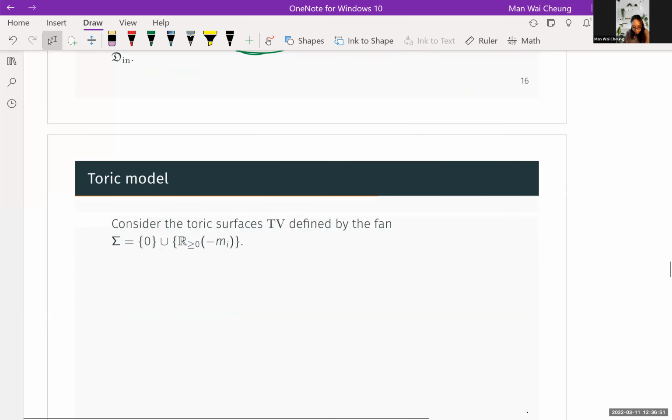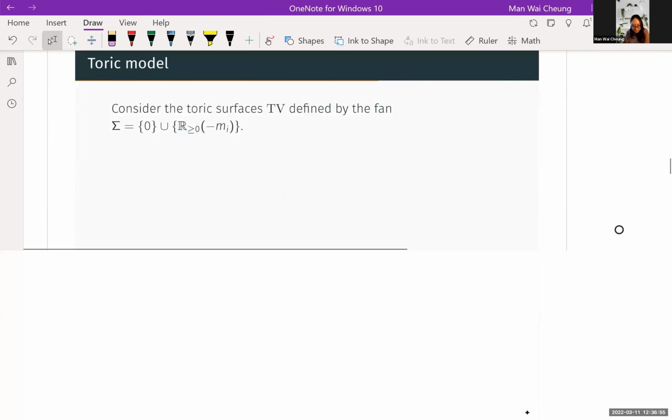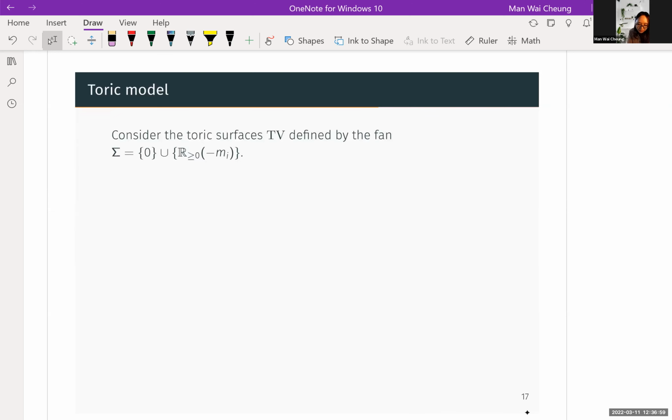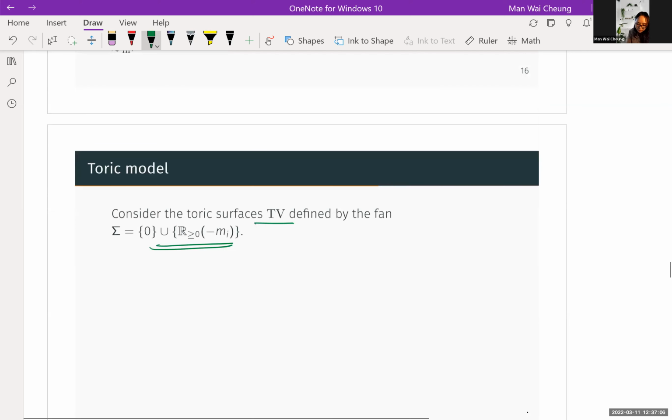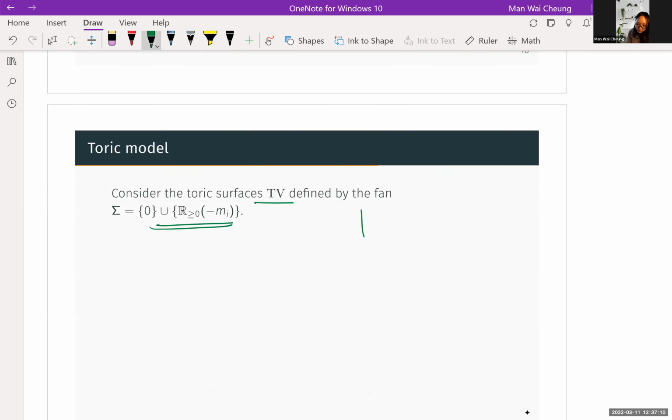So the geometry behind it is: what space are we counting the curves in, right? We look at the toric surface defined from this fan, where we have a collection of all those vectors, and then we look at the fan defined from all those primitive vectors, and this is a toric variety.